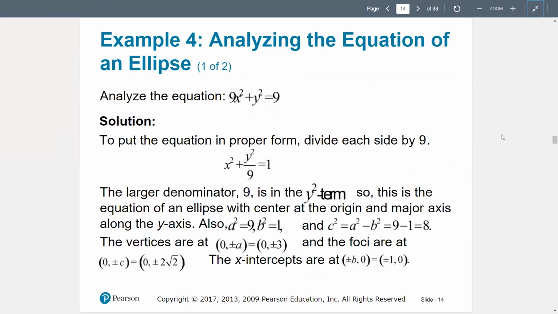Let's look at another example. If we're given 9x squared plus y squared equal to 9, we want to make sure that the x squared term is a 1. So we're going to divide everything out by 9. Okay. If you do that, that's going to verify to you that you have the major axis along the y-axis because your denominator is larger with the y unit.